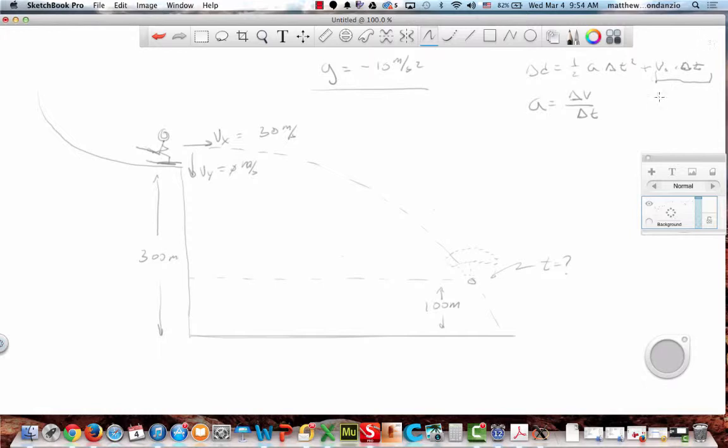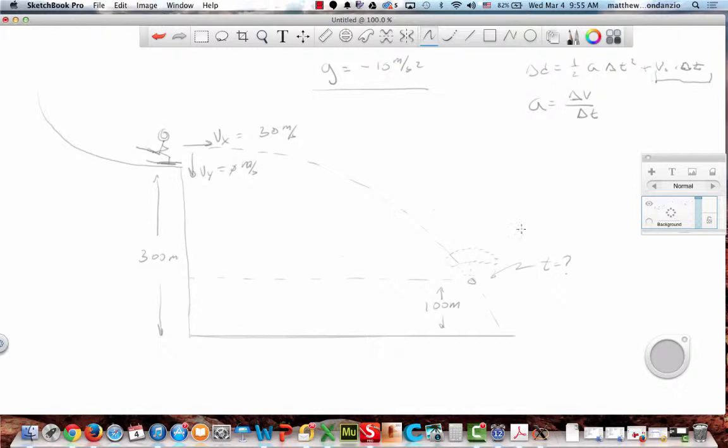So that term here, in this case, what happens to this term? If his initial velocity is 0, what happens to this term? If V naught is equal to 0, what happens to this term? Jude? Goes away, right? Okay. So now we're looking for time.